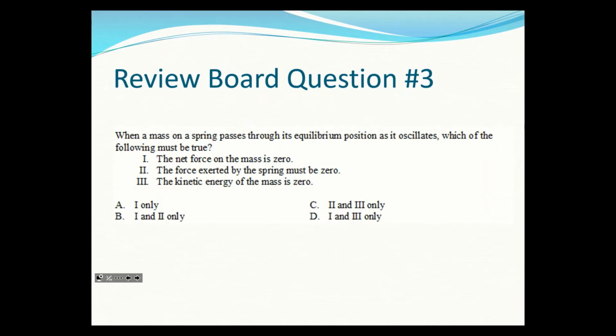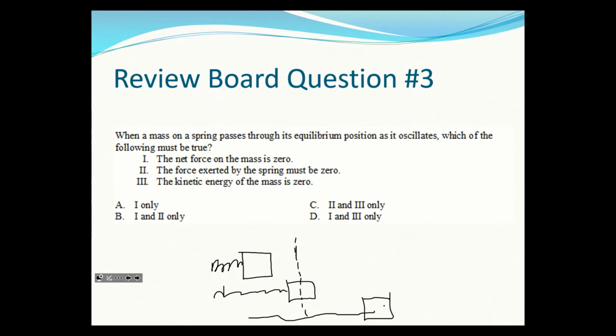When a mass on a spring passes through its equilibrium position as it oscillates, which of the following must be true? Okay, so this is that example where we have our spring fully compressed, and then we have our spring going through the equilibrium position, and then our spring when it's out all the way, right? So the net force on the spring is 0, the force exerted by the spring must be 0, and the kinetic energy of the spring is 0.